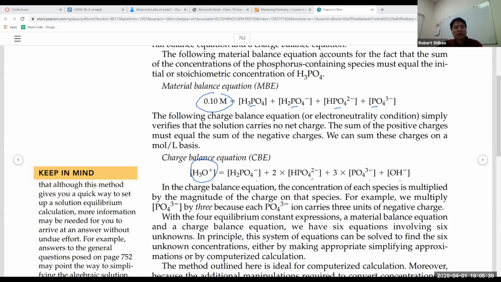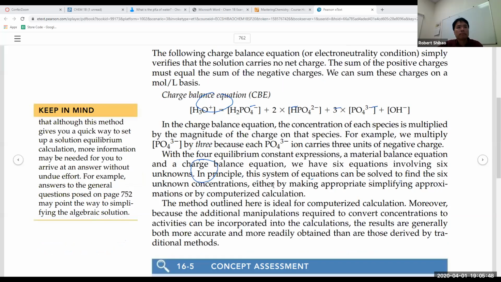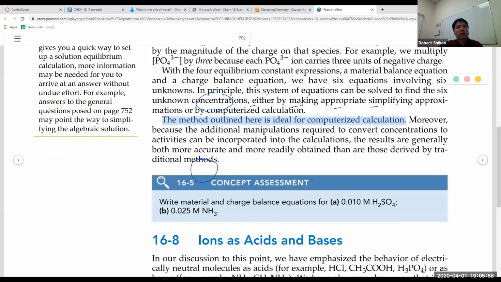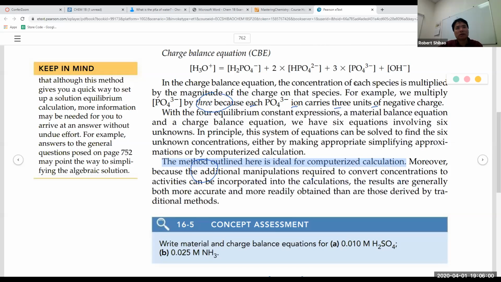The method outlined here is ideal for computerized calculation. Okay. And so we're going to solve a system of equations here to be able to solve that. And so we go back to problem number 101. Actually, let me see what page that was on. That was on page 787.